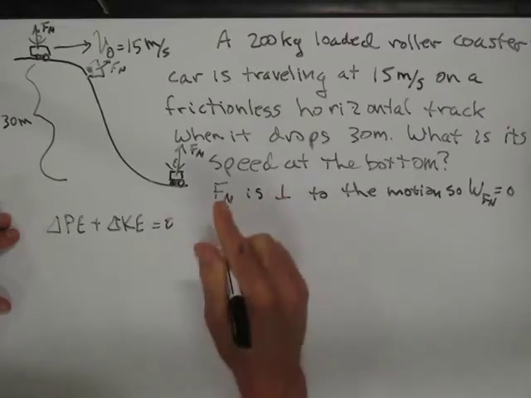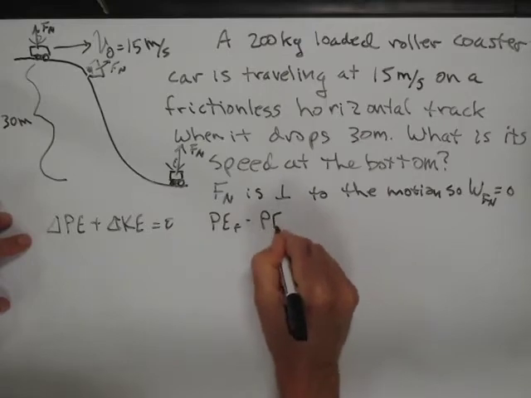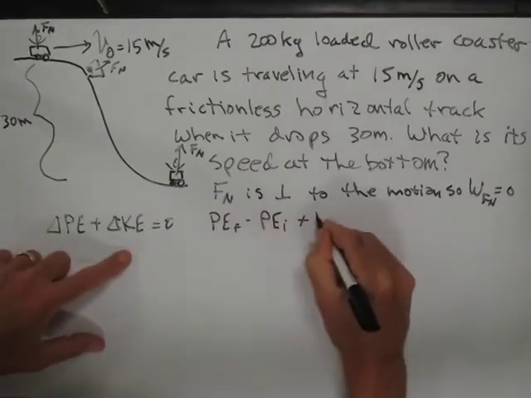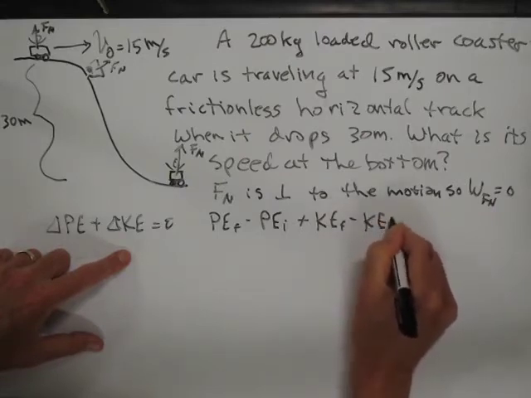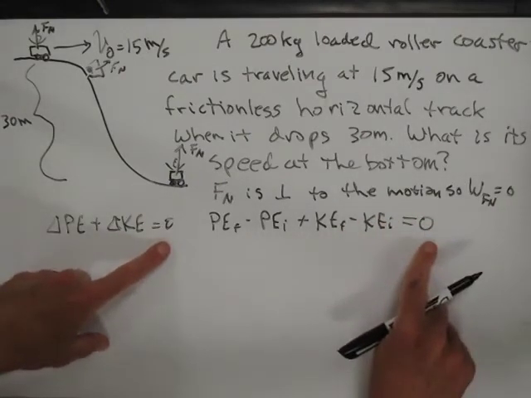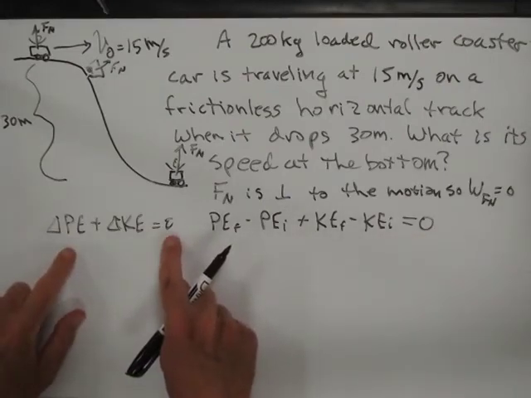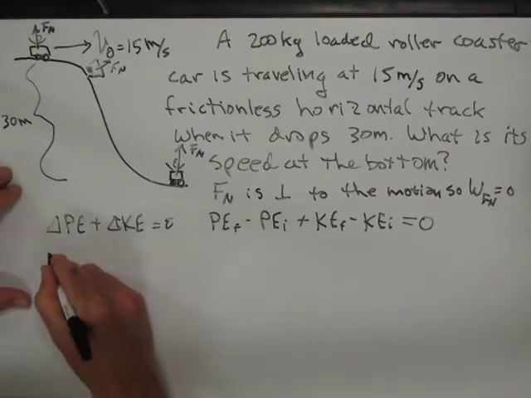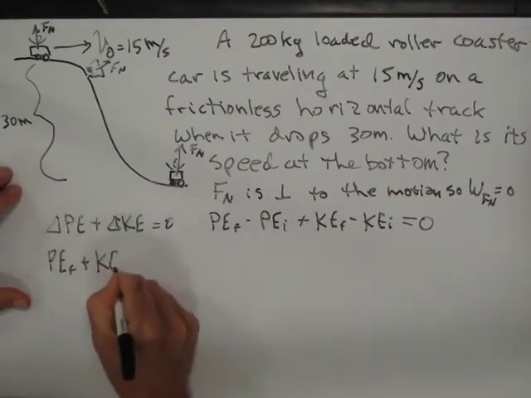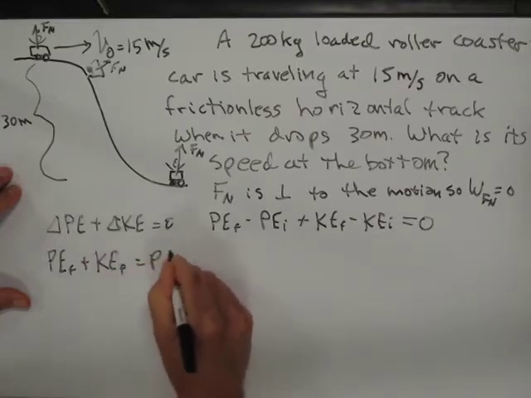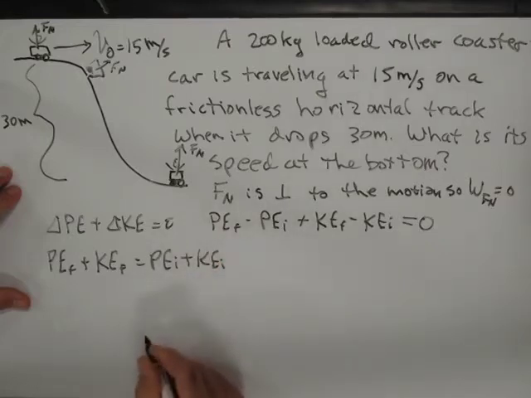I'll just write it out. So the change in potential energy is PE final minus PE initial, plus the change in kinetic energy, which is KE final minus KE initial, is equal to 0 because there's no external work, no other work is done. This is our work energy equation, but the work is 0, right? And so I move the finals to one side and the initials to the other, and I say PE final plus KE final equals PE initial plus KE initial, right?